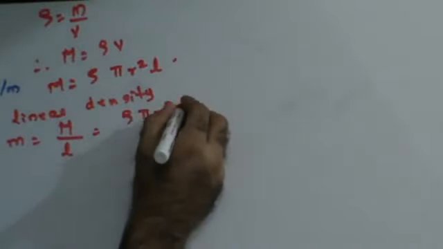M is nothing but rho pi r square L upon L. So this is going to be rho pi r square. That will be my linear density. That's my first part of the question.